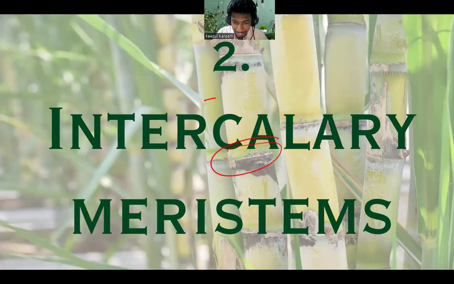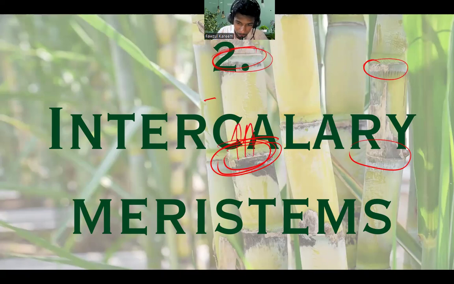Intercalary meristems are found at the nodes, right? Okay. And you know what a node is, right? Their ability is to increase the length of the internodes. So the nodes are here. Within the nodes we have the intercalary meristem. So they will produce new cells. So what will happen to the length of the internode?